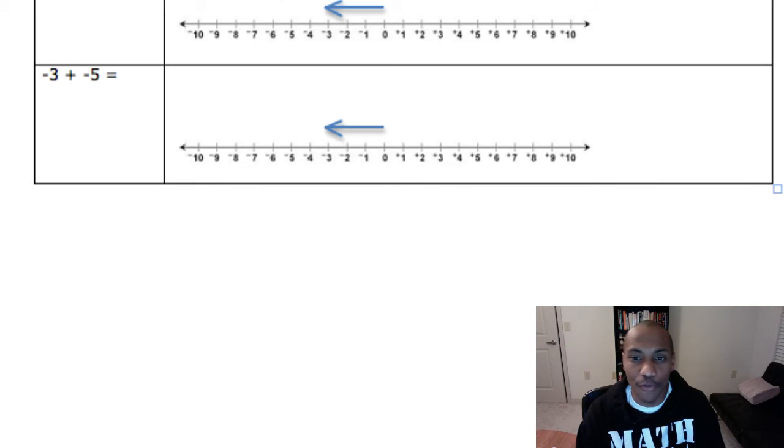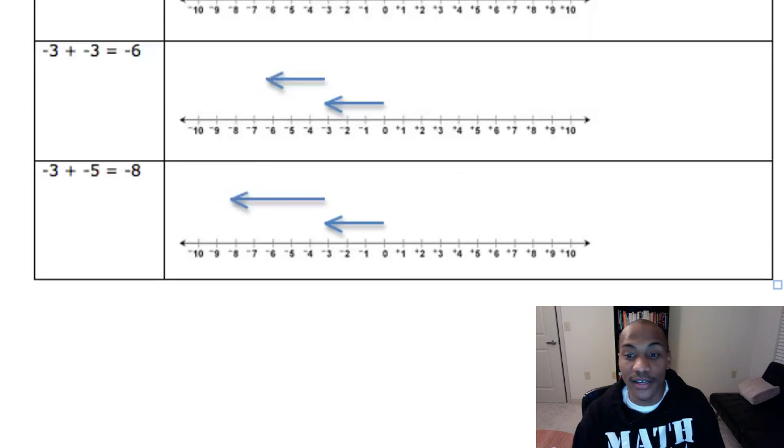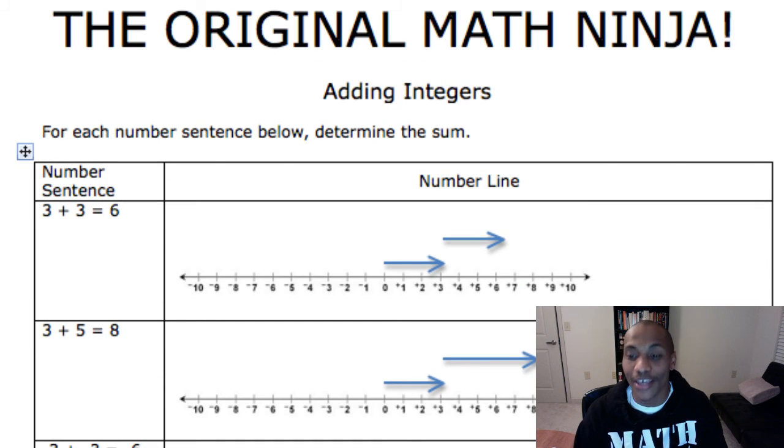So I'm thinking, am I moving to the right or to the left to get more negative, to add more negative value? Well, the more negative I get, I'm going to have to move to the, that's right, I got to move to the left. So I'm moving 5 spaces to the left. Let's go. 1, 2, 3, 4, 5. Okay, and I'm here at -8. Great. So I'm here at -8, and now I know that -3 plus -5 is going to give me -8. And we just added positive and negative integers.